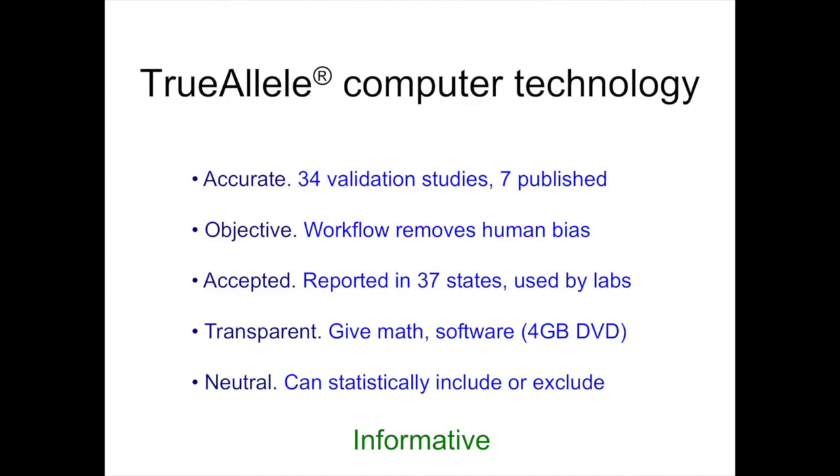So there are ways of looking at data that don't begin with thresholds, but start by using all of the data. And there's a family of computer technologies that have been developed, of which Trulial is one. We started on this in 1999, that have been more thoroughly tested and vetted than the subjective failed methods. A method like Trulial is accurate. There have been 34 validation studies, 7 of them published in a peer-reviewed journal. There have been no studies on the older methods, except as a straw man when they don't work in a more modern study. The methods are objective in that the workflow can remove human bias.